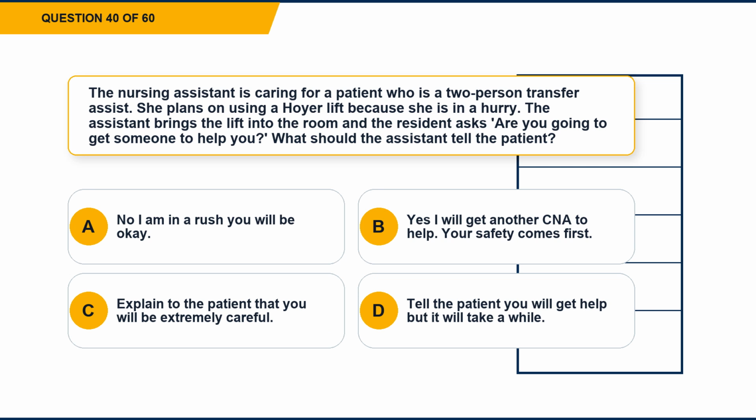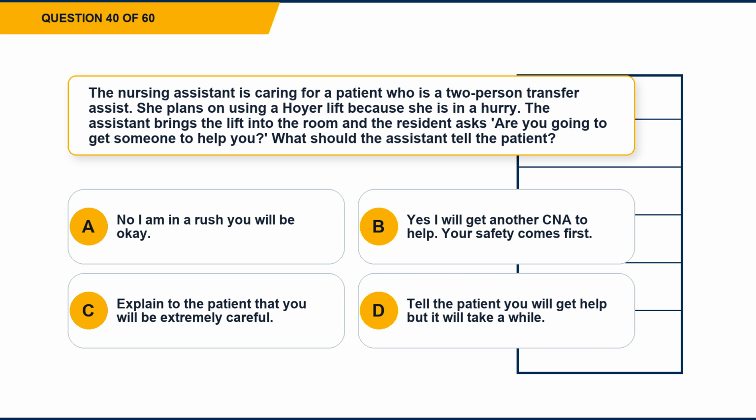Question 40. The nursing assistant is caring for a patient who is a two-person transfer assist. She plans on using a Hoyer lift because she is in a hurry. The assistant brings the lift into the room and the resident asks, "Are you going to get someone to help you?" What should the assistant tell the patient? Option A. No, I am in a rush, you will be okay.